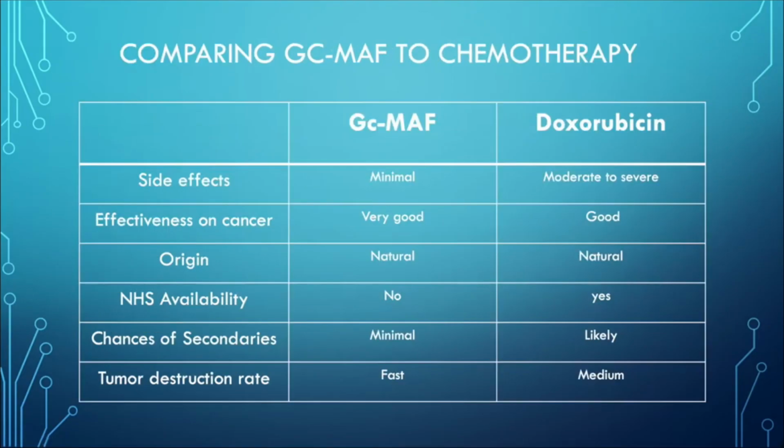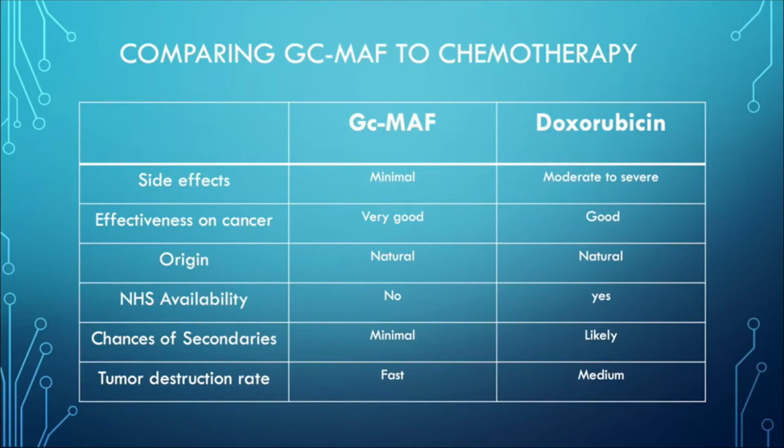So now we're going to take a look at comparing GcMAF to doxorubicin. First, we're going to take a look at the side effects. Well, as discussed previously, GcMAF has minimal or no side effects. This is because it's a natural human protein. However, side effects can be apparent in the later stages of cancer. It has also been observed that those with autoimmune diseases can react severely to the activated immune state, so research into the management of autoimmune reactions while taking GcMAF is important. No deaths have been recorded as a direct result of GcMAF.